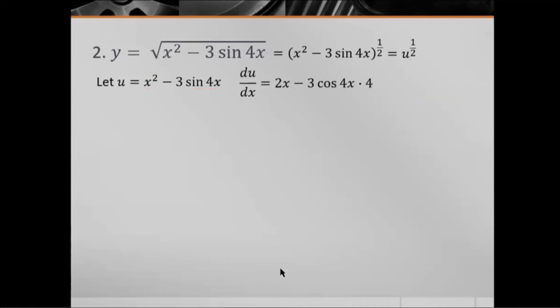Next, pwede pa natin i-simplify itong part na to. Kasi dahil ito ay 4 times 4, pwede mo siyang i-distribute with negative 3. So therefore, rewrite natin. So nandun pa rin ang 2x minus negative 3 times 4, negative 12. Then cosine 4x.